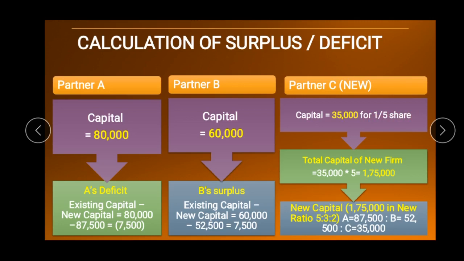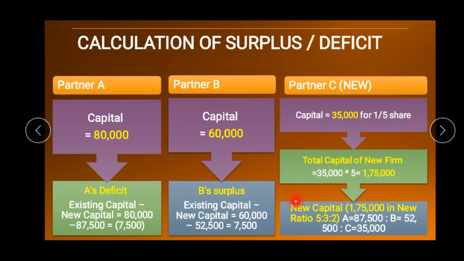Now we can calculate the total new capital by multiplying C's capital 35,000 with his reciprocal share. His share is 1/5 and reciprocal of it will be 5. So here 35,000, his new capital, is multiplied with 5. It is equal to 1,75,000. It is the total capital of new firm.